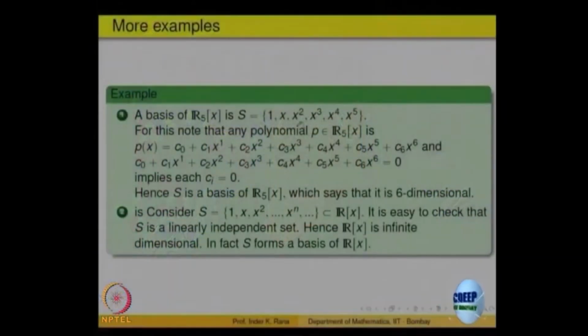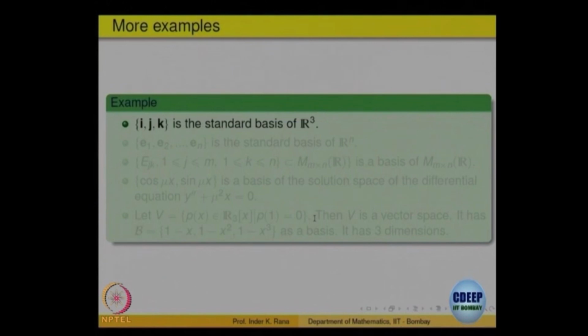Okay. So, this is polynomials of degree less than or equal to 5. So, its dimension is equal to 6, 6 elements including the constant, and R[x] itself is infinite dimensional. That set forms a basis for it. Okay. So, dimension is clear for a vector space. More examples.